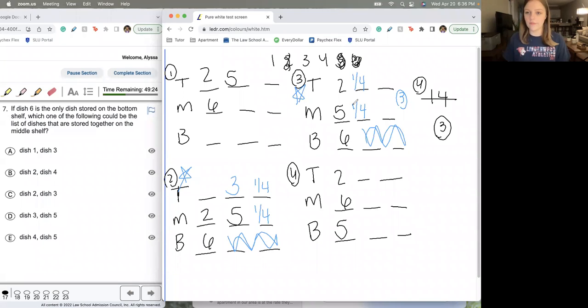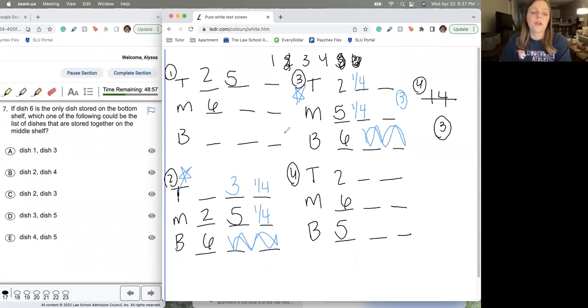And I have the luxury of having a different color pen. Would not recommend having a different color pen on the test. I don't even know if you can have a different colored pen on the test, but write it out to the side rather than writing directly on your diagram, because you can still use your base diagram for the rest of the questions, and you should still use your base diagram. This doesn't change the diagram for the rest of the game, I should say.